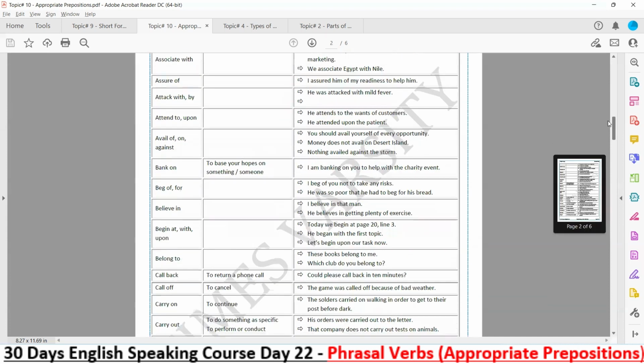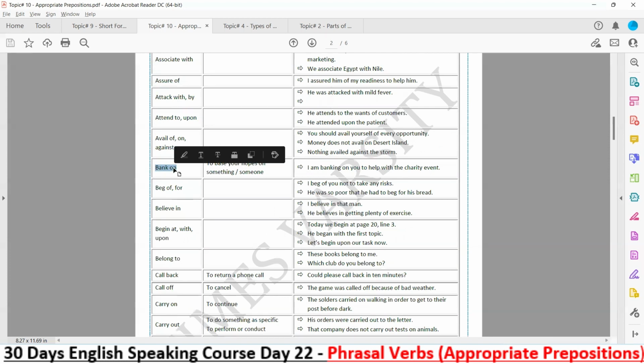All right. Look at some bank on. Bank on. If we are using these two words, which make a preposition or phrasal verb, the meaning of bank on is to base your hopes on something or someone. Like, I'm banking on you to help with the charity event.